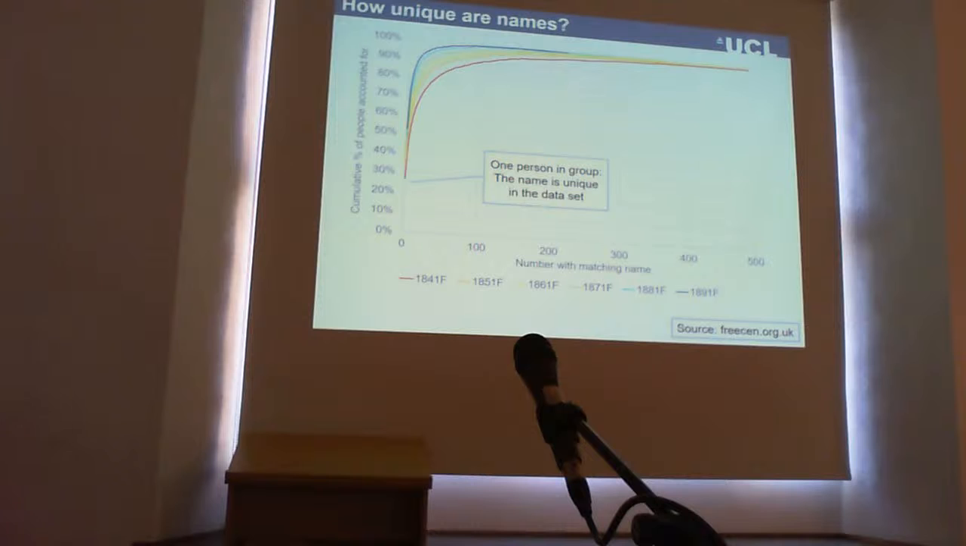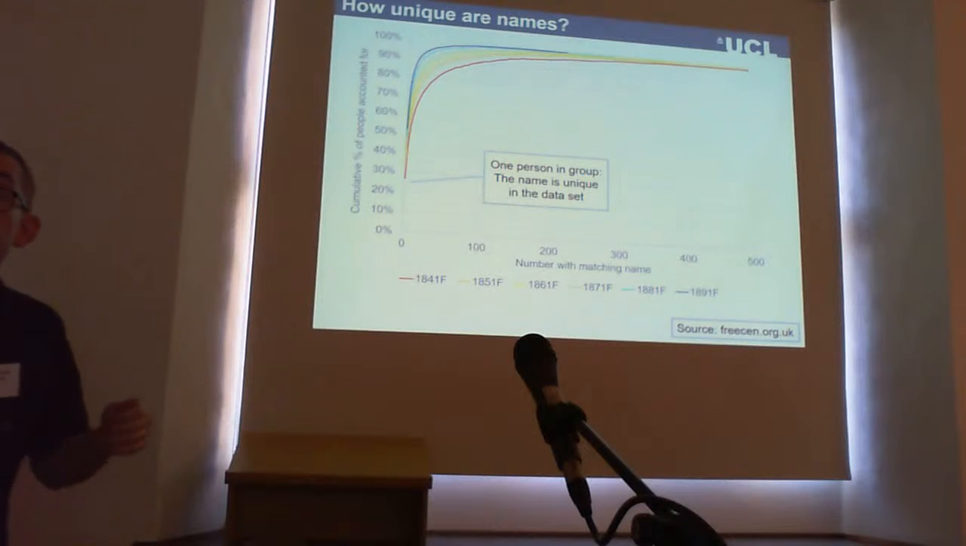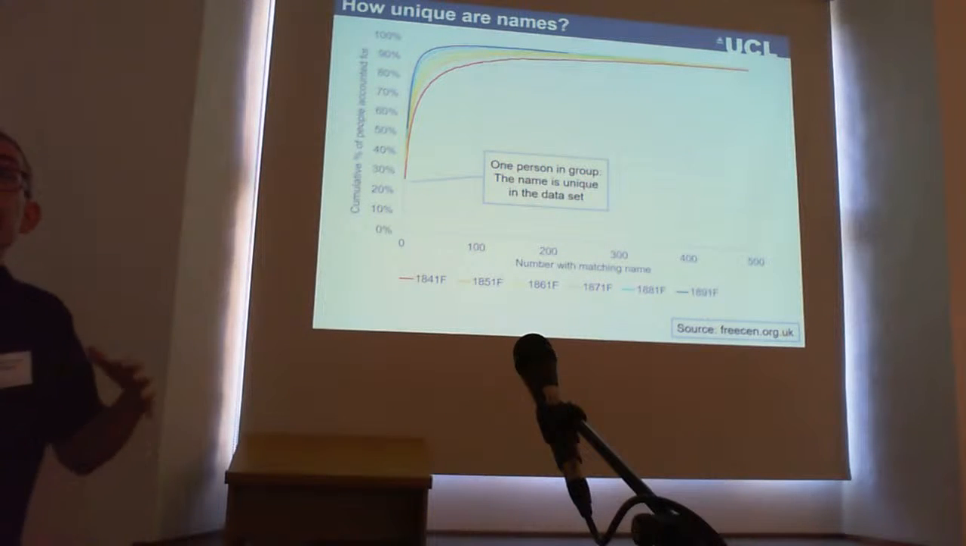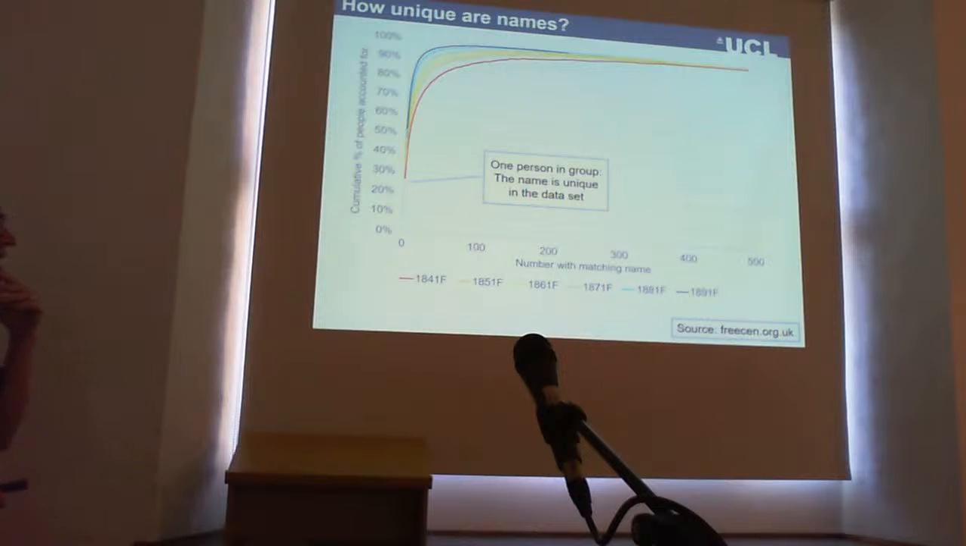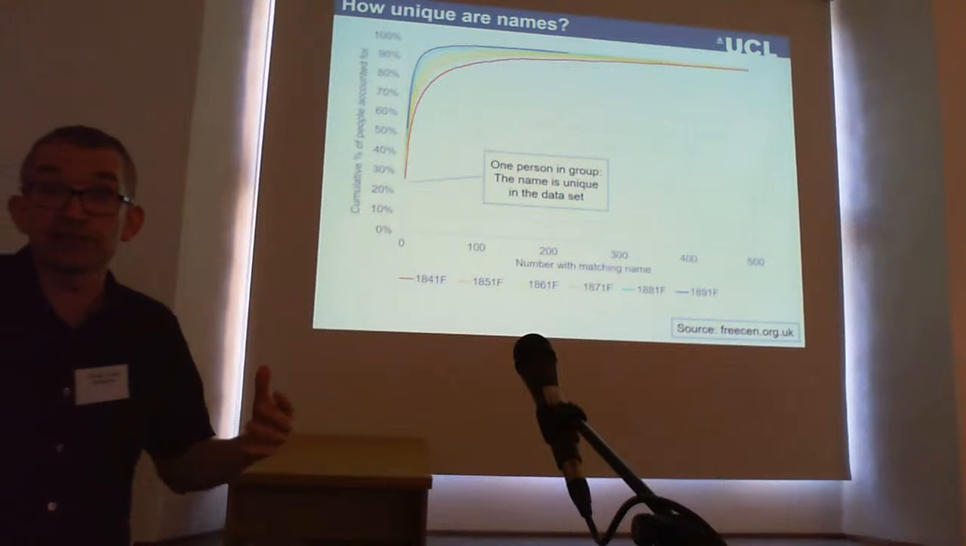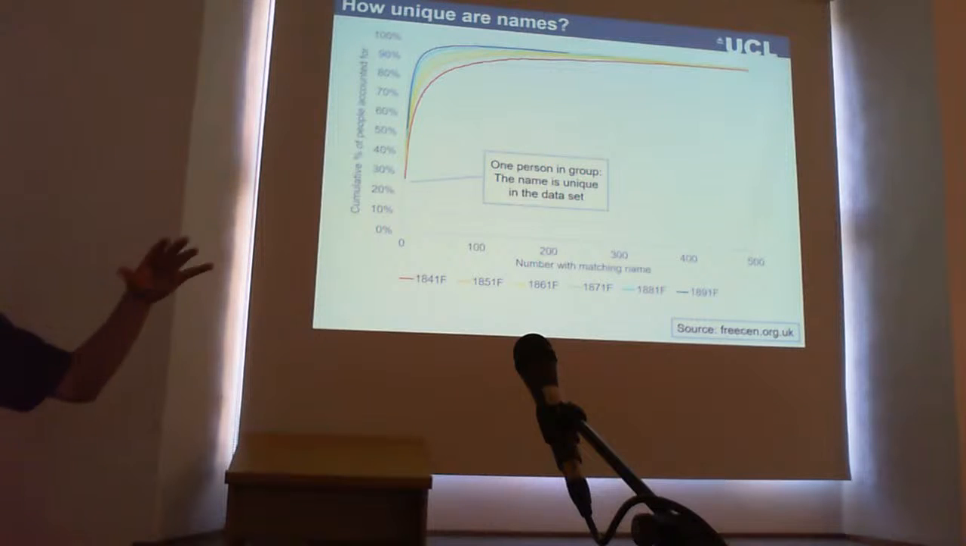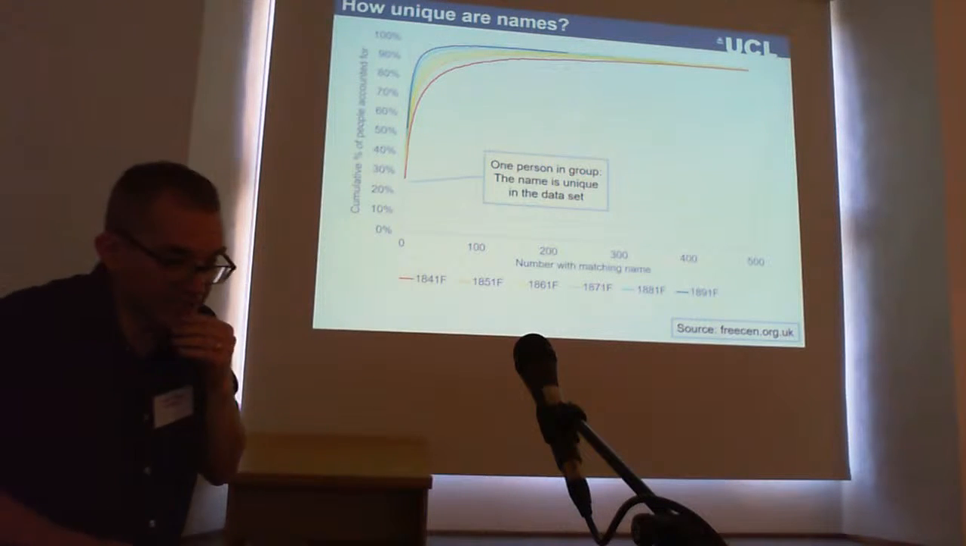So in 1841, about 27% of women had a unique name, and that's surname plus forename. By 1891, it had gone up to about 52% of women, or girls, sorry, in Cornwall having a unique surname and forename. So that's interesting. That's going to help us find unique people, but still 52% is a lot less than we really need to be able to work with.